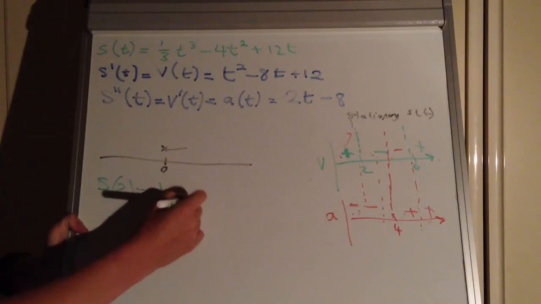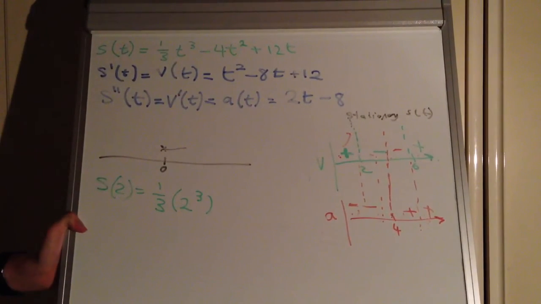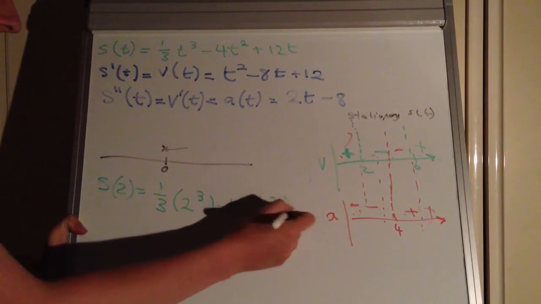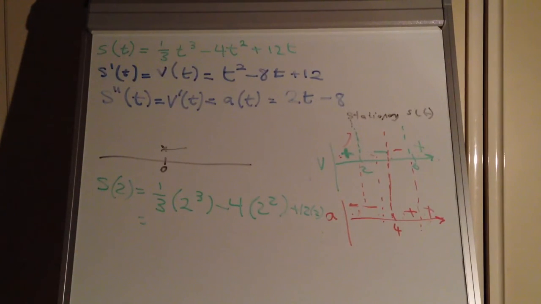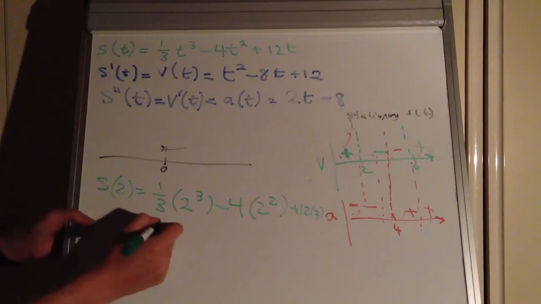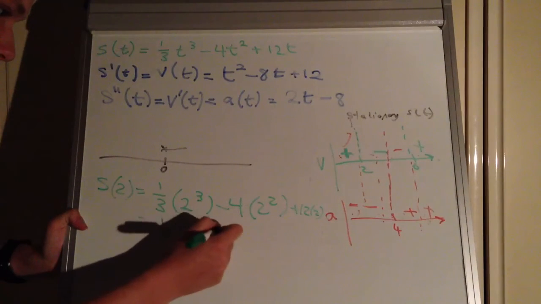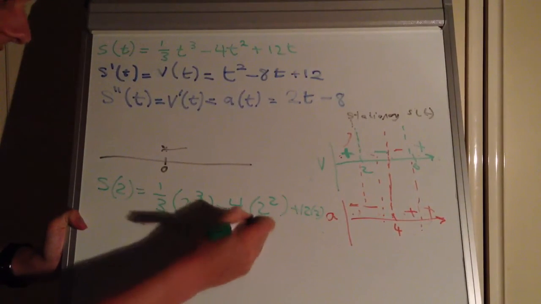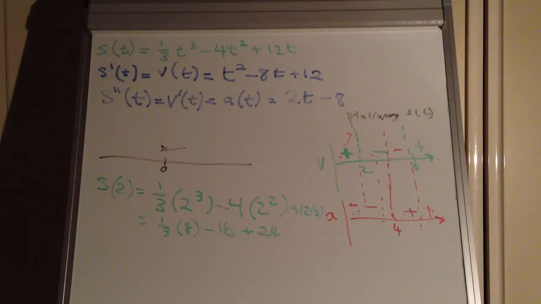So we have 1/3 of 2 to the power of 3. Again, I'm just plugging 2 into its original displacement function. Take 4 lots of 2 squared plus 12 lots of 2. Simplify this down. So we have 1/3 of 8. Take 4 lots of 4. So I'm going to simplify it down to 16 in there. Plus 24. And then we're going to get its displacement. We're going to know where this thing is at time equals 2.